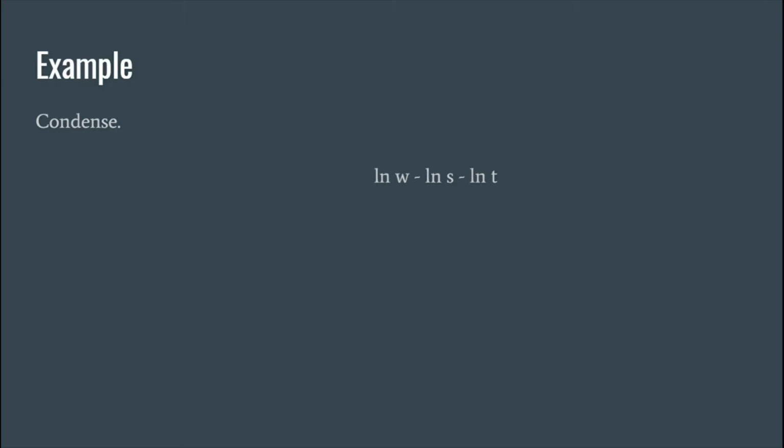So here is another example here. So if this is kind of confusing to you, what you can do is you can group the minuses together like this. So now this is a sum of logs. So sum of logs is a product, so I can condense that. And then from here, I'll just condense this into a fraction.